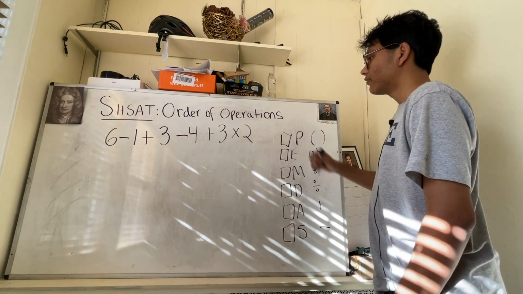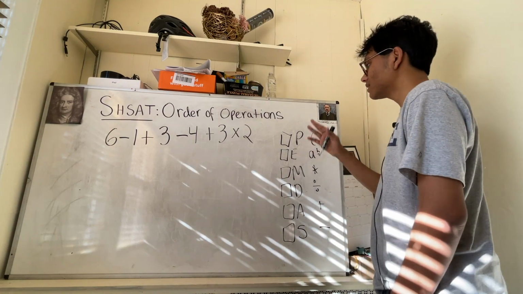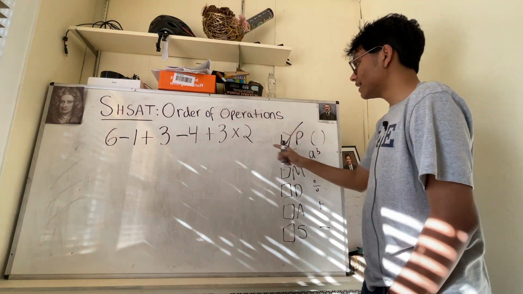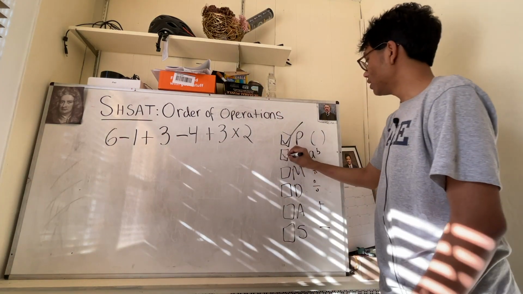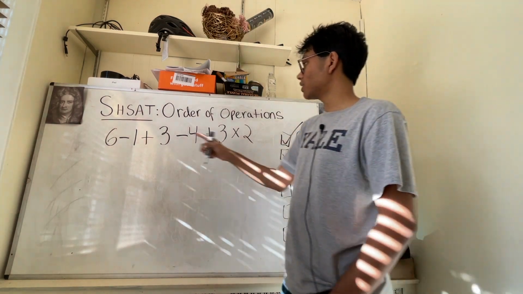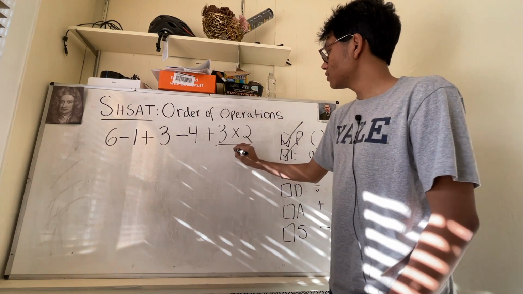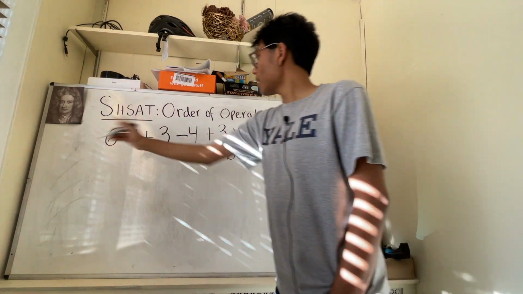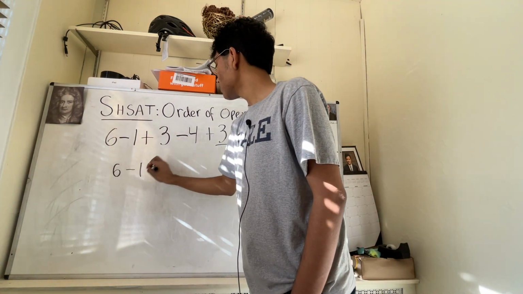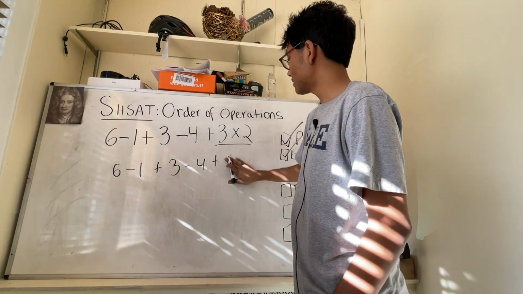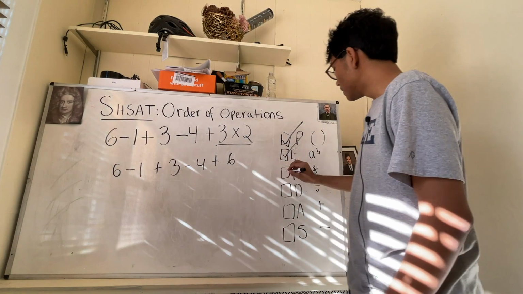Okay, so first one up, P. Do we have any parentheses? No parentheses, we're done with that. Any exponents, anything like a to the b? Nope, we're done with that. Any multiplication? Well, checking. Yes, we do. 3 times 2, that's going to be 6. And drop everything else down. 6 minus 1 plus 3 minus 4 plus 6. Okay. We're done with multiplication.